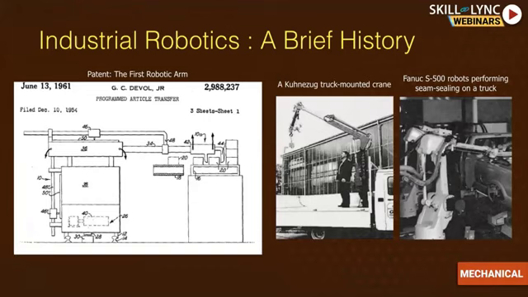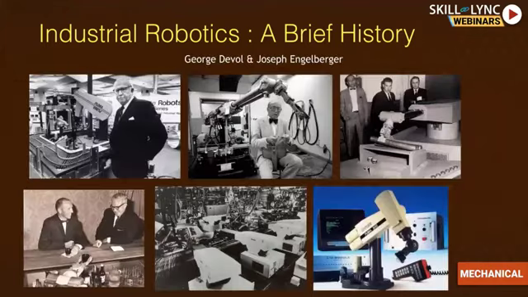Ford is another company which made intensive use of the Unimate robot. In fact, the picture you're seeing in the second line, the second picture, is nothing but a Ford assembly line. So Ford invented the assembly line, and in their assembly line, they had these robots. So this is how it started.